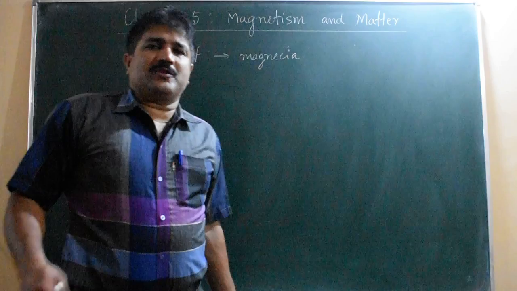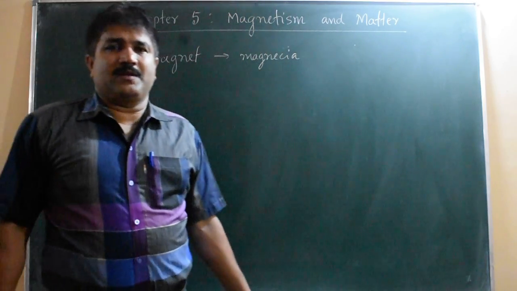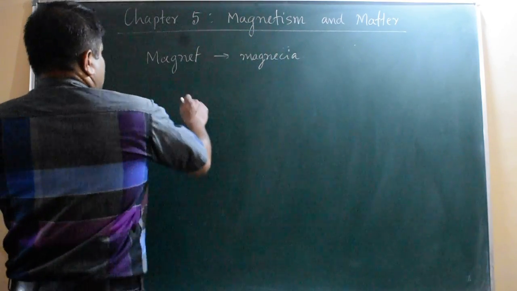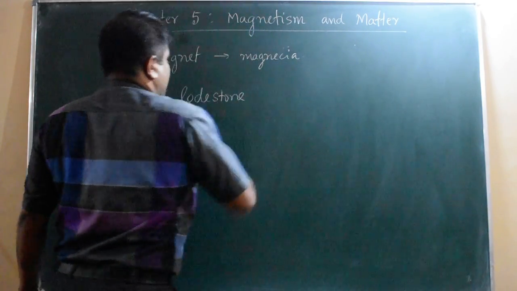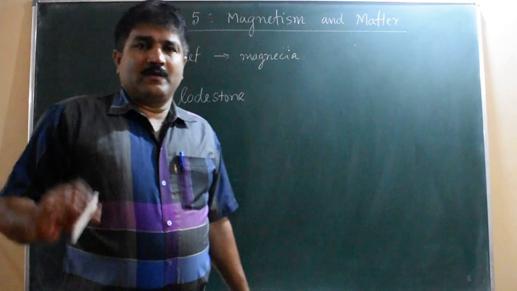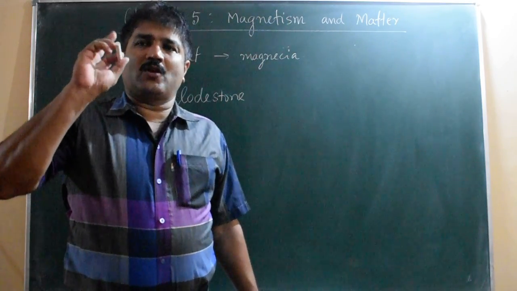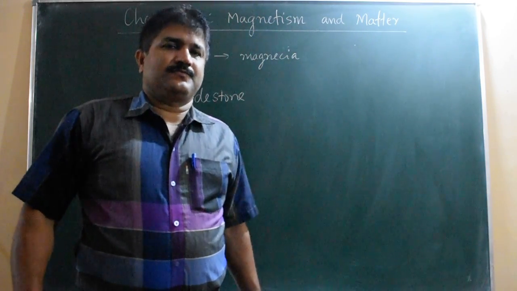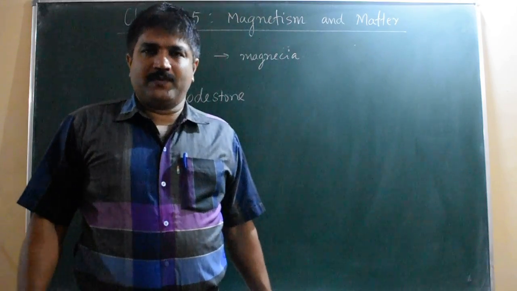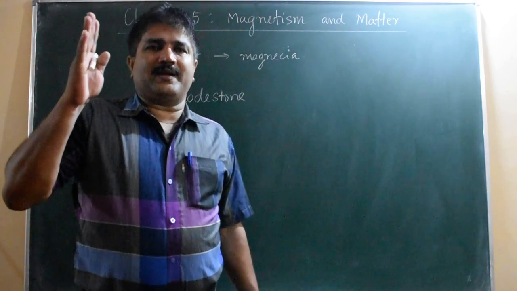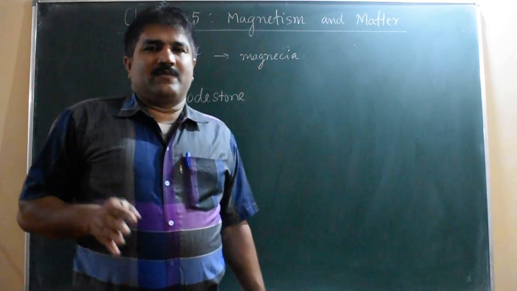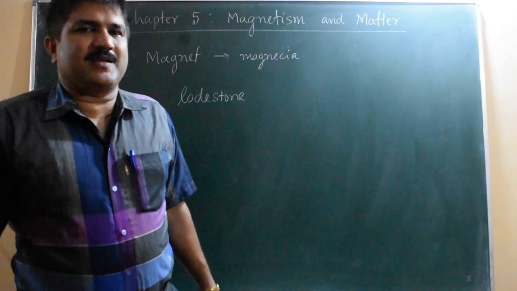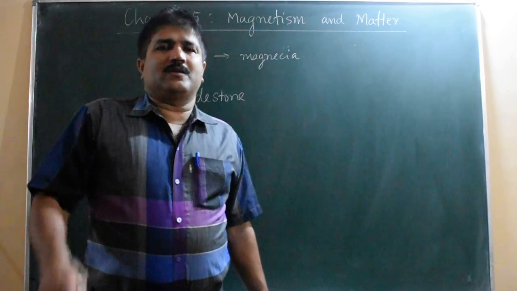So, a naturally occurring magnet is lodestone, where a freely suspended lodestone used to align in the north-south direction. North-south direction only. Approximately, magnetic north and geographic north are in the same direction. Approximate, not exact, because there is an angle called declination.